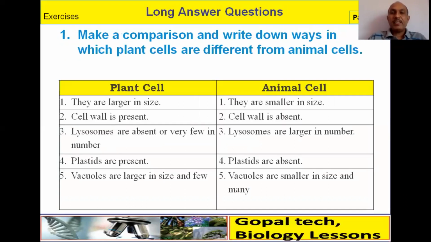Make a comparison or difference between plant cell and animal cell. ऐसा भी आएगा. Very simple. Plant cells are larger in size. Animal cells are smaller in size generally. Cell wall is present in plant cells. Cell wall is absent in animal cells.